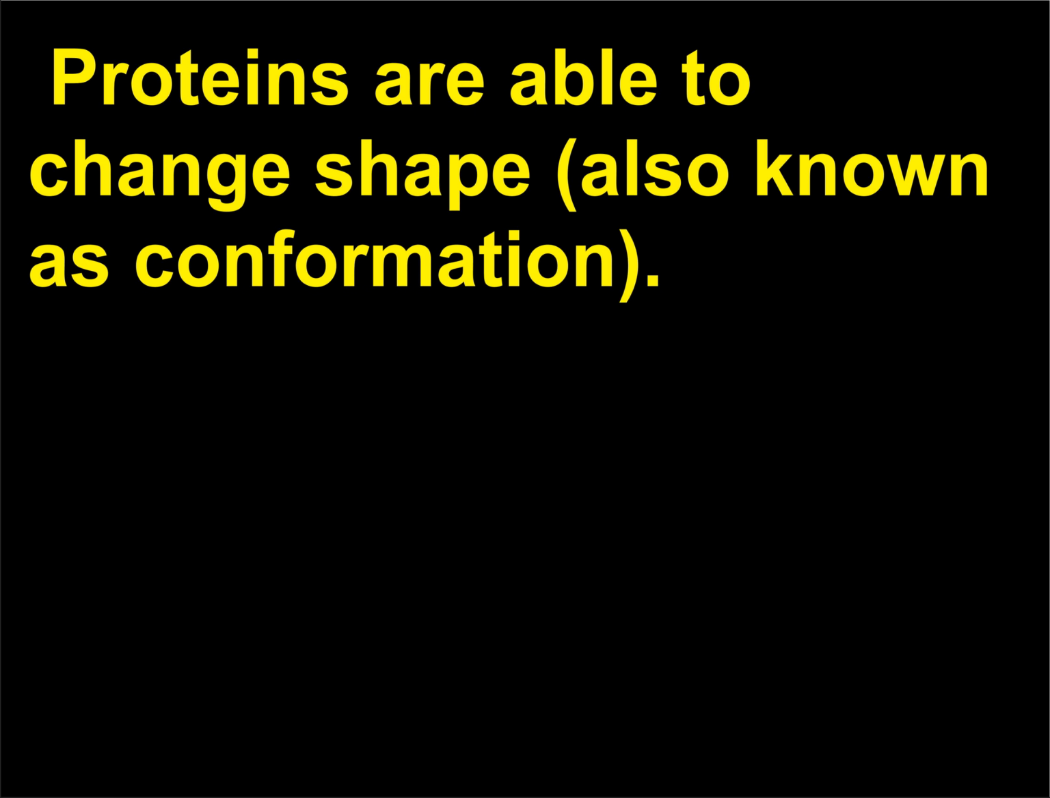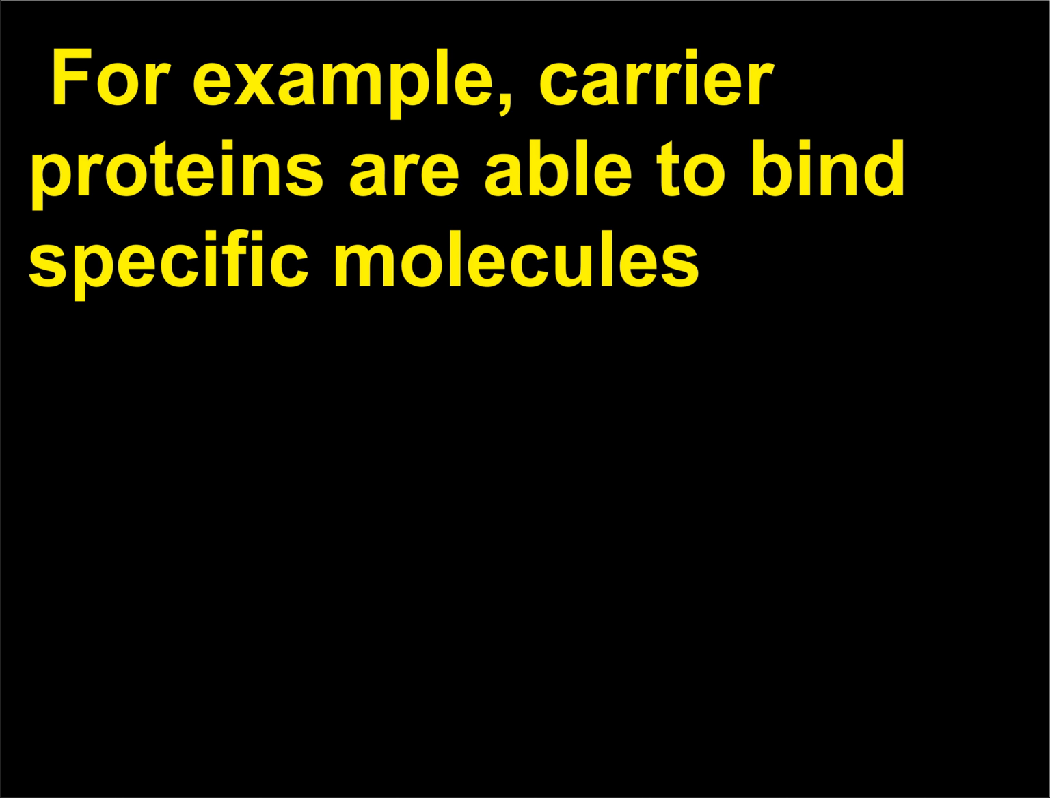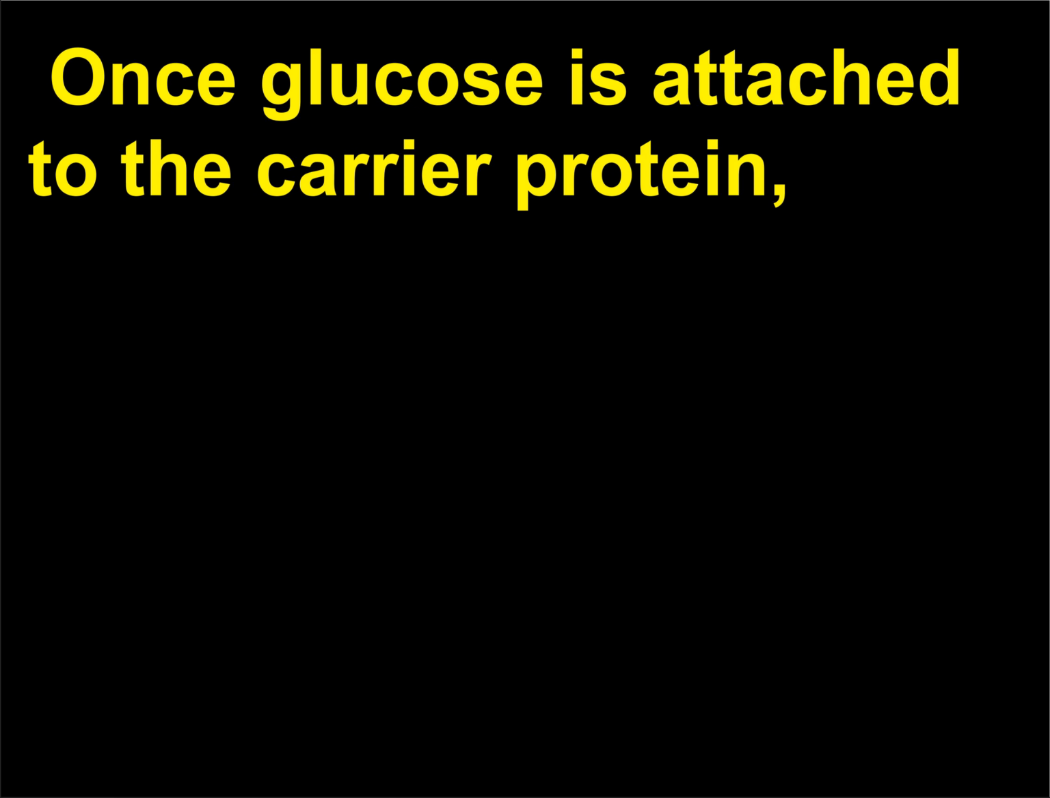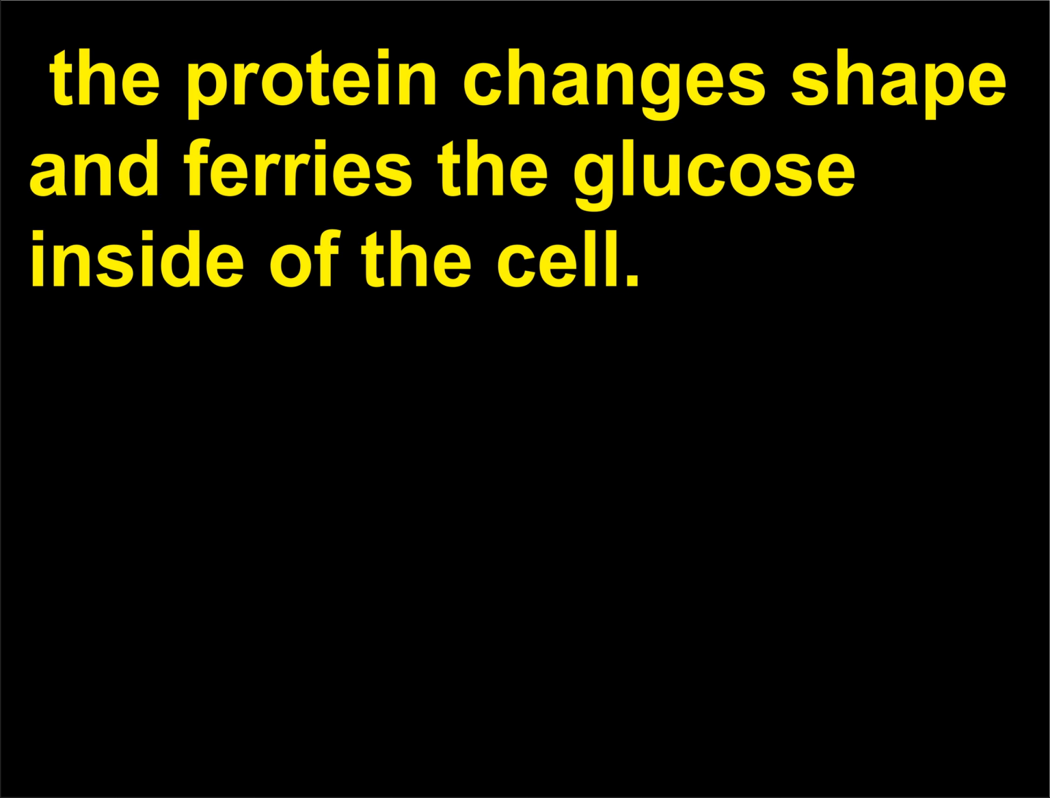Proteins are able to change shape, also known as conformation. For example, carrier proteins are able to bind specific molecules, such as glucose, in order to provide transportation for the molecule. Once glucose is attached to the carrier protein, the protein changes shape and ferries the glucose inside of the cell.